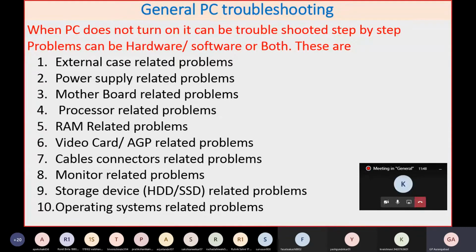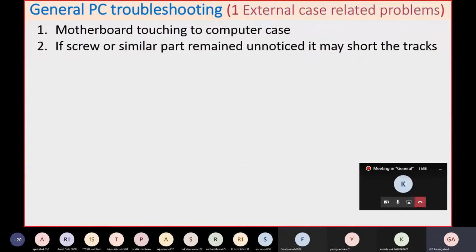We'll go one by one. The very first problem is external case related problems. One may ask what the problem with the case could be. But yes, there can be a typical problem with the case, especially if your motherboard is not fixed properly, or proper care is not taken, or if there is no isolation between the metal part and the motherboard. In fact, there are screws and some fixtures. With these fixtures, your motherboard is firmly fixed to the case without touching it. You have to carefully observe that.